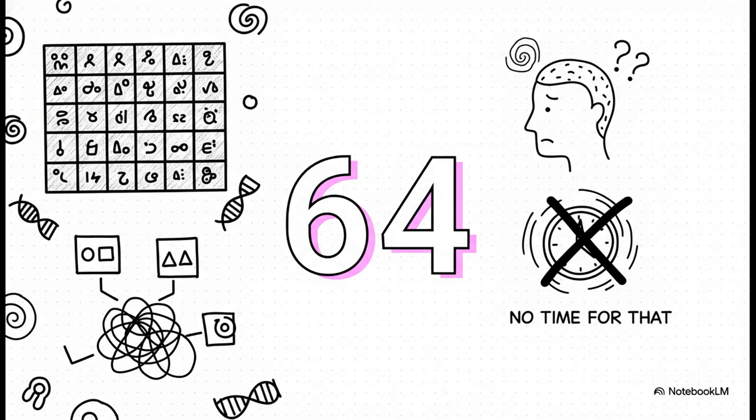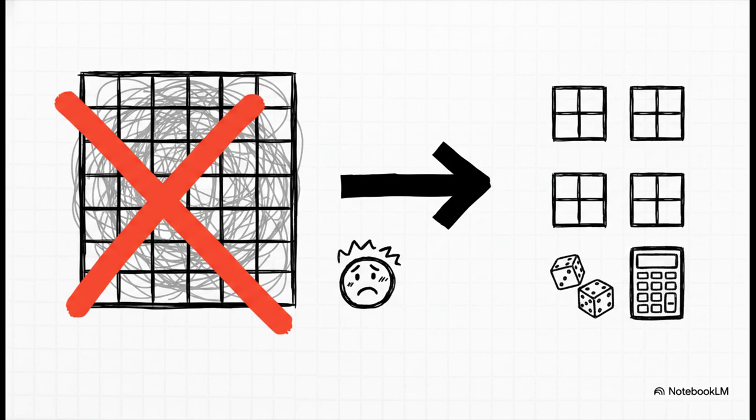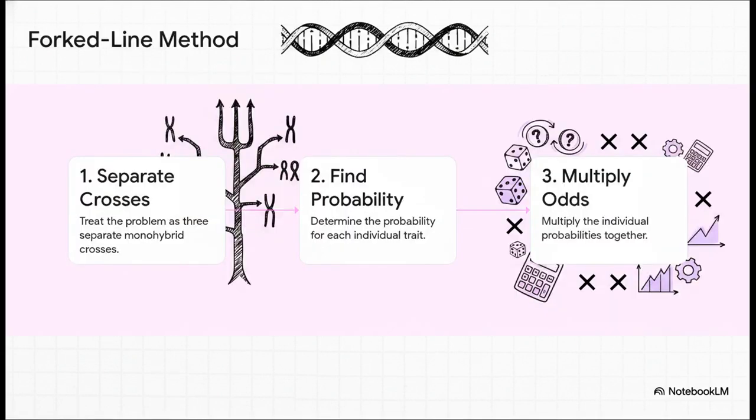But what happens when we throw a third trait into the mix? Well, things get a little crazy. The Punnett square you'd need would suddenly explode to this size, 64 boxes. I mean, come on, that's not just tedious, it's a minefield for making a simple mistake. But thankfully, there is a much smarter way. We absolutely do not have to draw that giant chart. Instead, we can use the power of simple probability to get the exact same answer way faster and with a whole lot less risk of messing up. And this is it, the forked line method, or just the probability shortcut. Instead of one giant, scary problem, you just break it down into 3 small, totally manageable ones.